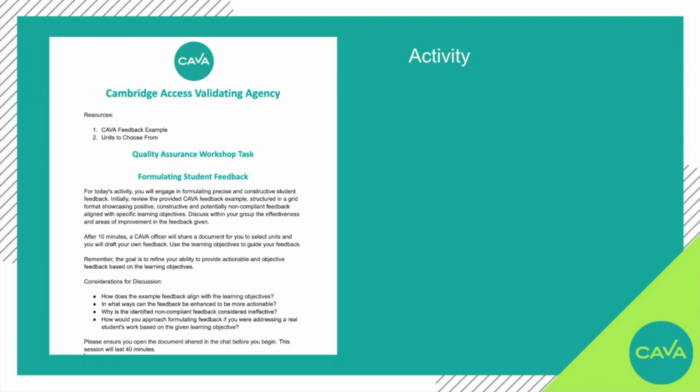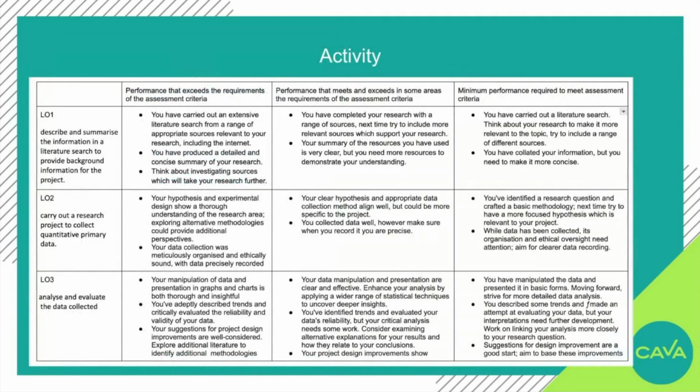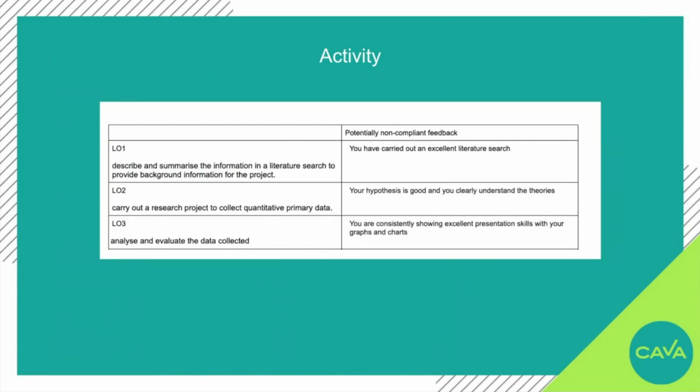You can now see on the screen, thank you, Georgia, that we've put the feedback into the grid. From the far left column, you'll see the learning outcomes, and then there are 3 columns with feedback. We have used the learning outcome and tried to give positive and constructive feedback for each learning outcome. Next screen, please, Georgia. You can also see here that we've given you an example of some potentially non-compliant feedback.